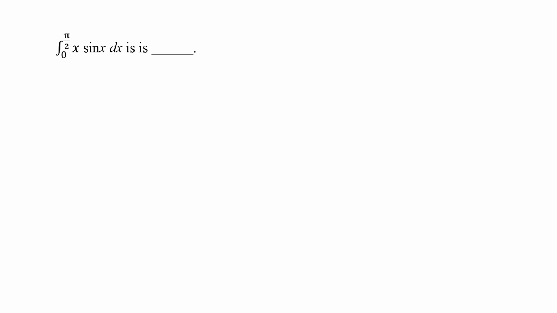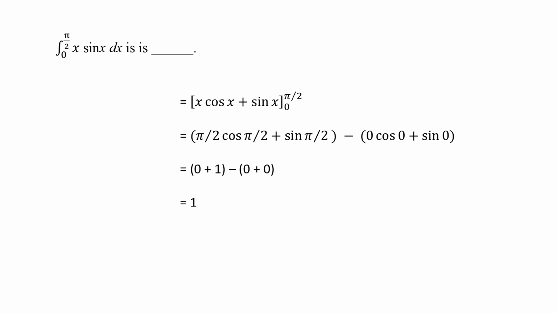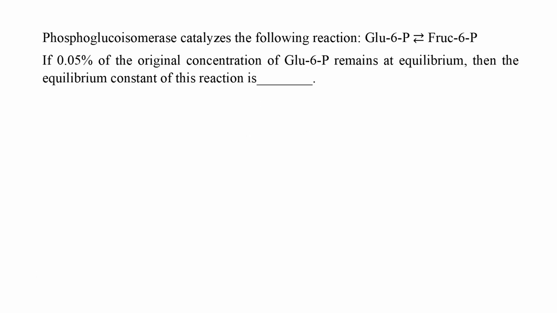The next question is, integrate 0 to pi by 2 x sin x dx. Now you will find that on integration it comes out to be pi by 2 cos pi by 2 plus sin pi by 2 minus 0 cos 0 plus sin 0. So it comes out to be 1. The answer is 1. Moving on.